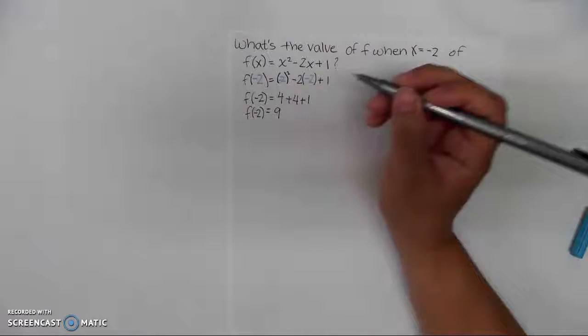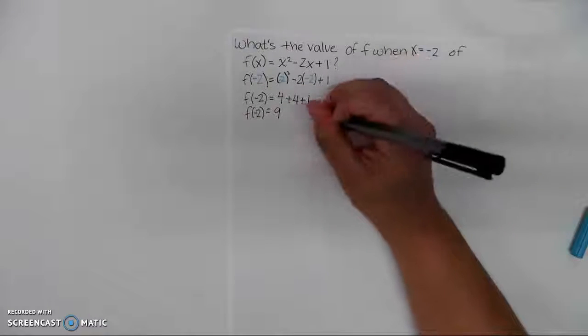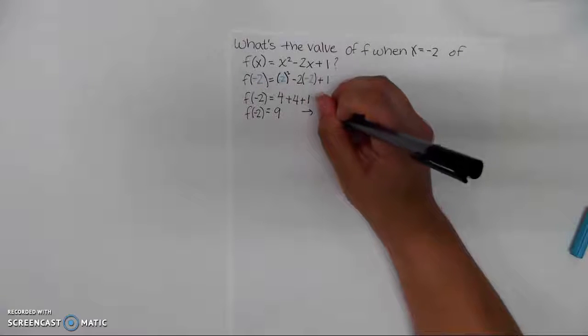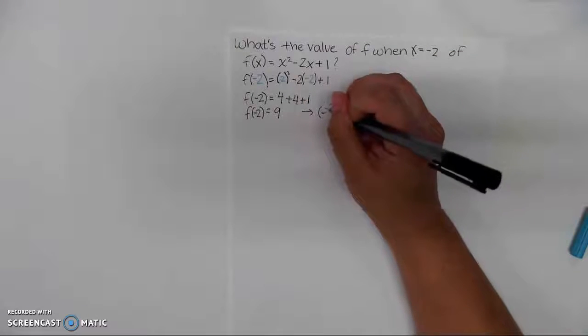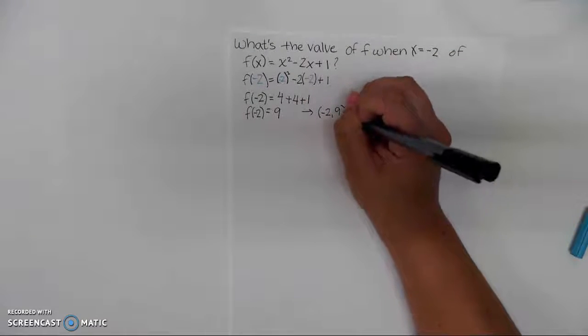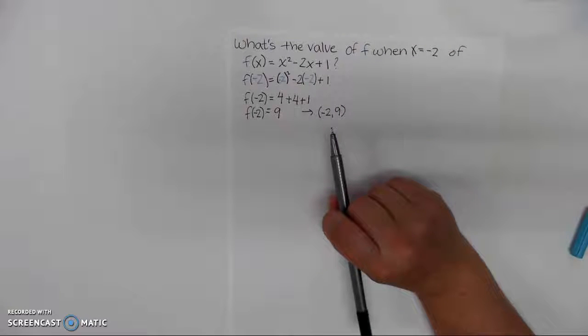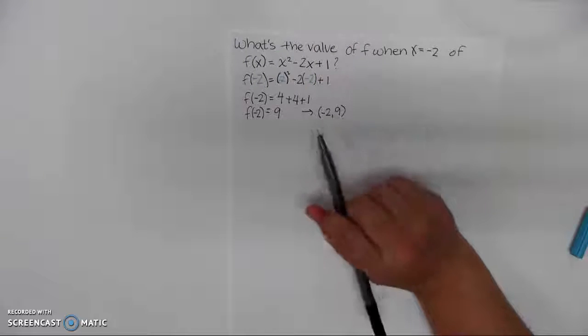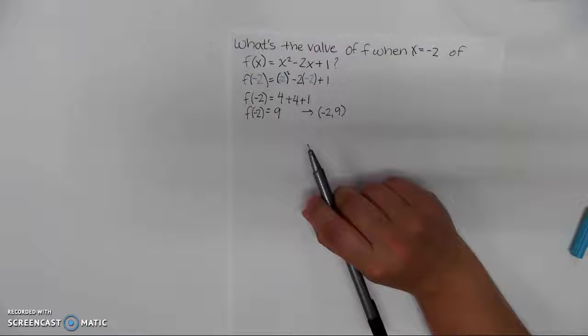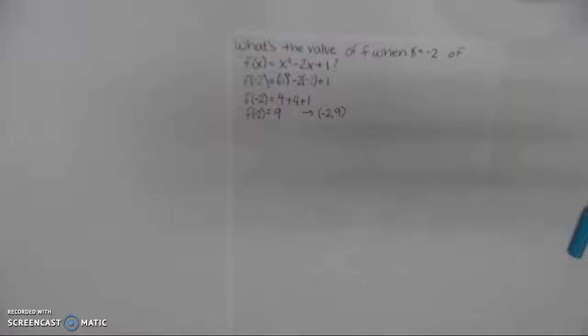is 9. You can also write that answer as an ordered pair. So what did we plug in? We plugged in negative 2. We got out positive 9. So negative 2, positive 9 is a value of this function when x equals negative 2. Hopefully that clears up function notation.